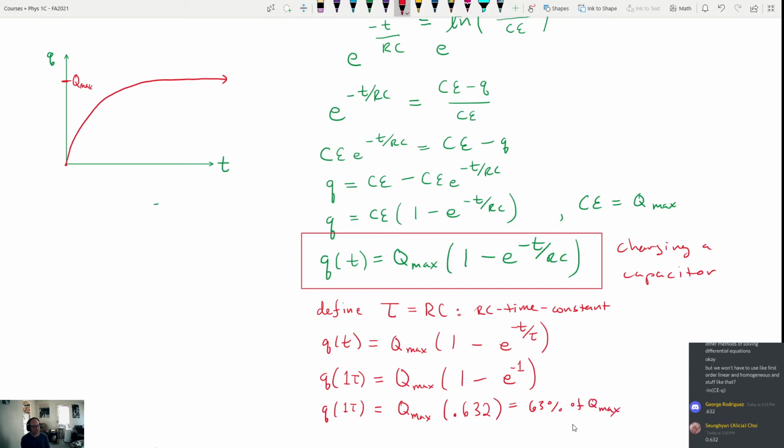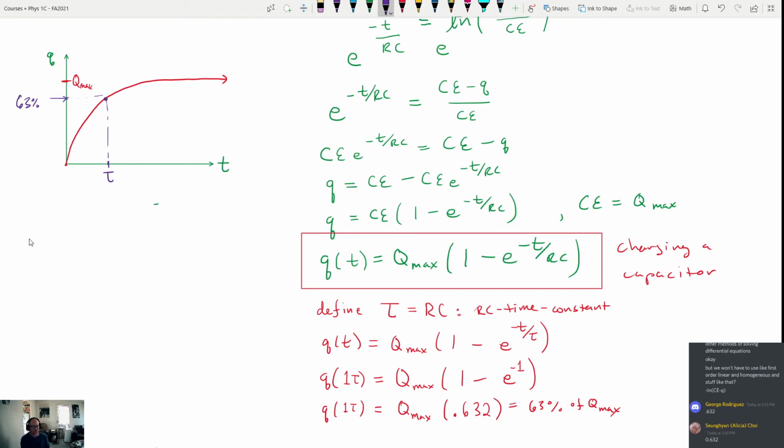That's what that says, right? 63% of the maximum charge. So where would that show up on our graph right here? Well, that would be somewhere like right around here. If we call this t equal to tau, the time constant, then at this point, you would be at about 63% of your maximum charge. Right there, at 1 tau.